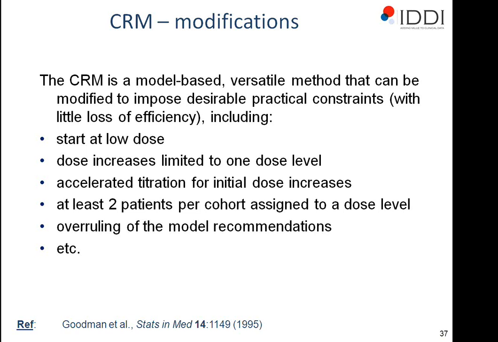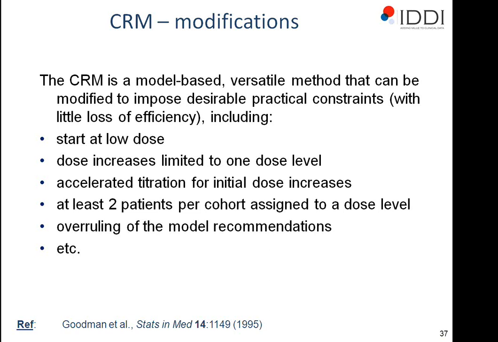You can have accelerated titration for initial dose increases so that you can go quickly when approaching the MTD level. You can require at least 2 or 3 patients per cohort to be assigned to a dose level. Originally, CRM was proposed with a single patient cohort, but this might take too much time, especially if you want to observe DLT within some extended period of time. So in order to speed up the trial, you might want to use cohorts of 3 patients, for instance.